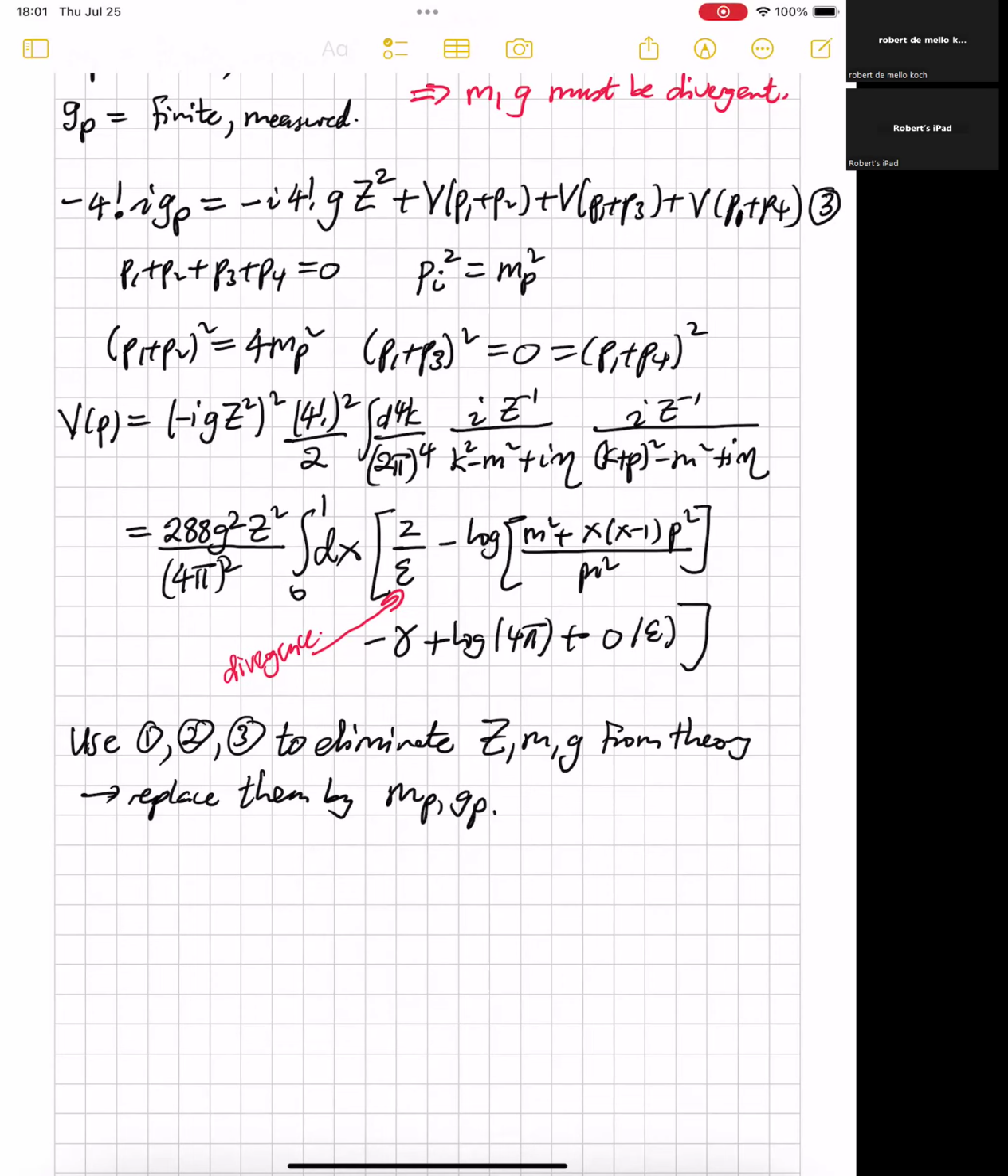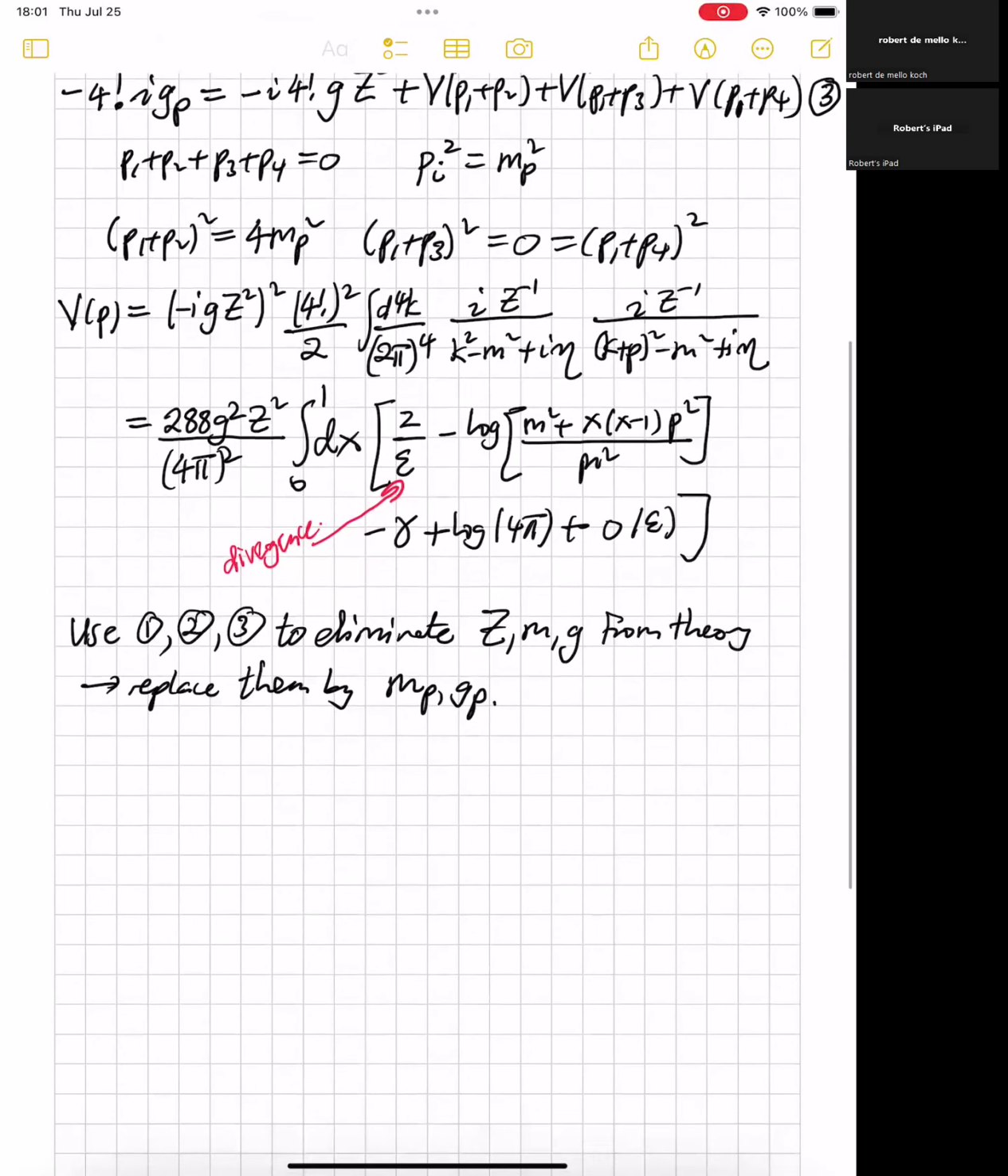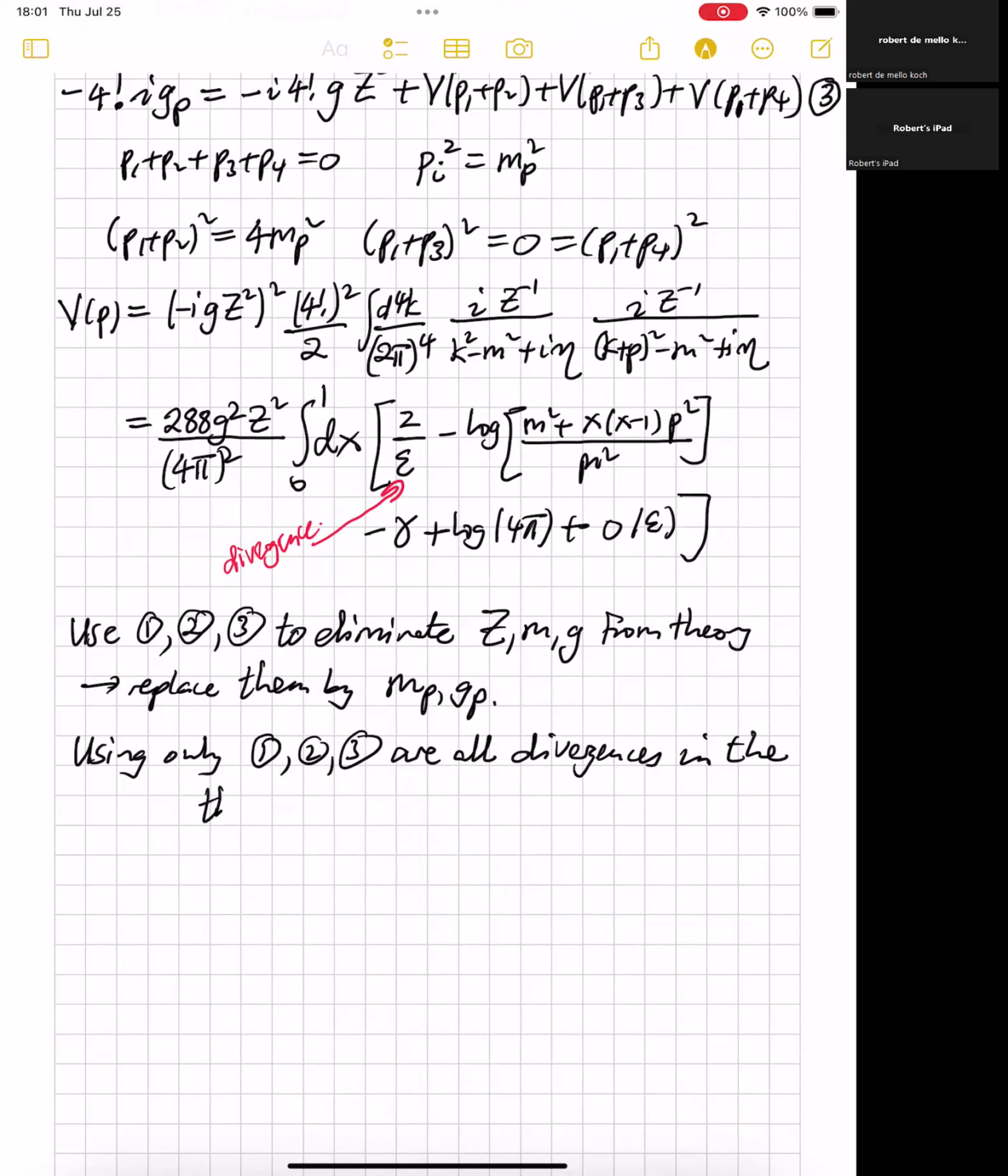And a very natural question to ask, and this is what we're going to ask, is using only these three equations, 1, 2, and 3, are all divergences in the theory removed? That's the first question. Does this remove all divergences? And if the answer is yes, then we say the theory is renormalizable.